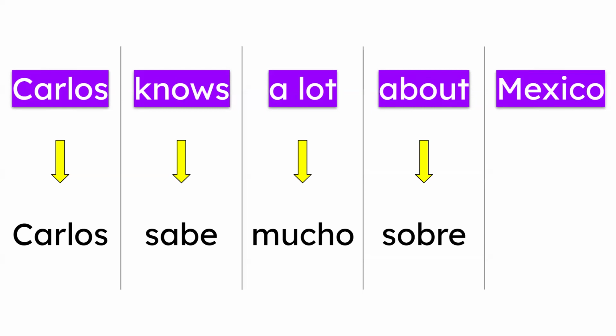Mexico in Spanish is pronounced México. México. Carlos sabe mucho sobre México. Say it. Very good. And this is information, a piece of information. That's why we use saber.